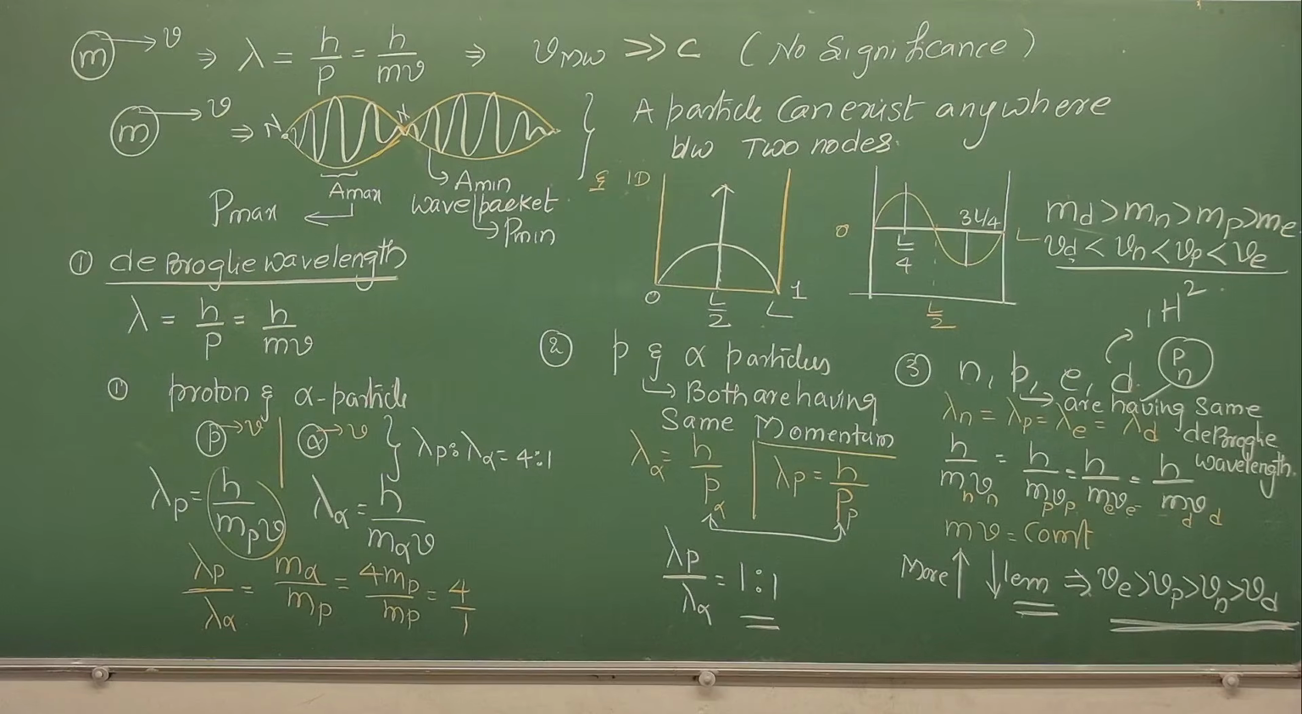Sorry? Which one? The third one? No, I am repeating the same questions. Third question: de Broglie wavelengths are the same. Then which of the following has more energy, more velocity? The particle which has more mass has less velocity, less mass has more velocity. Everything revolves around that formula, lambda equals h by p, that's it.